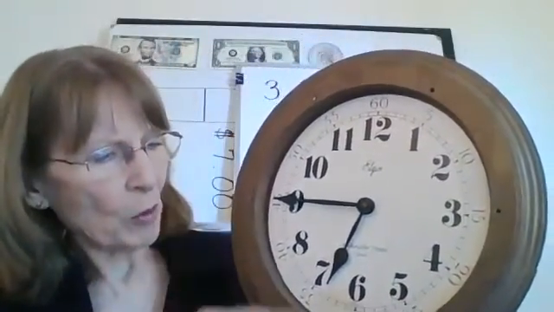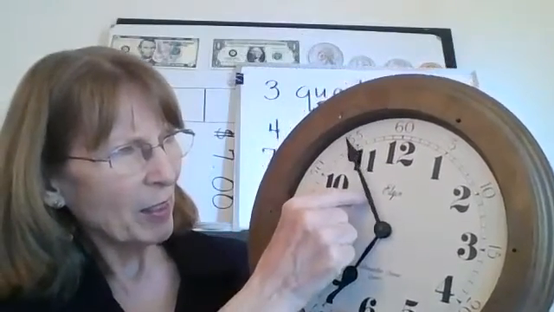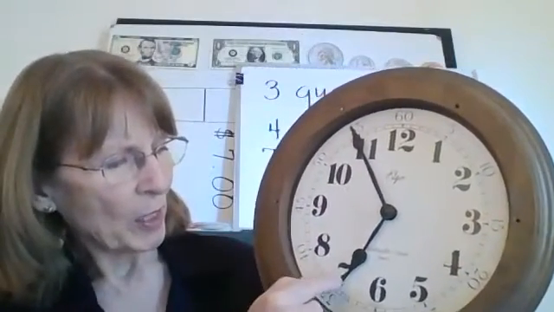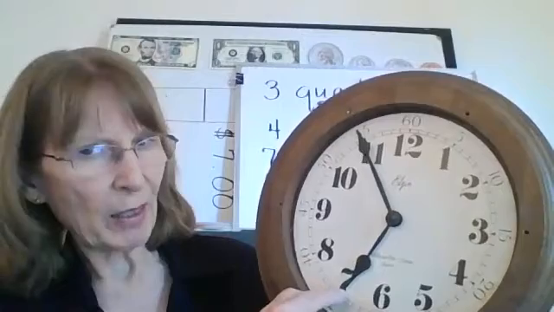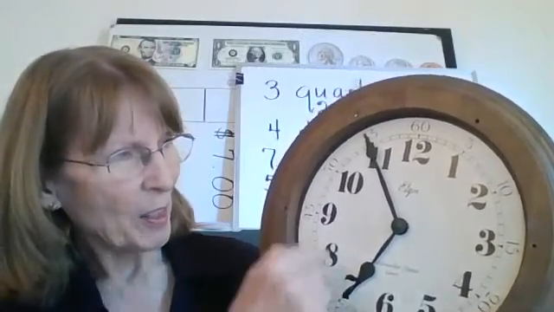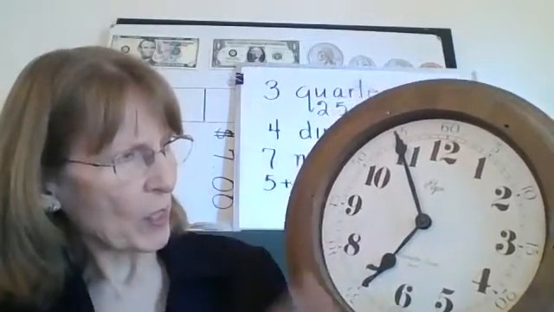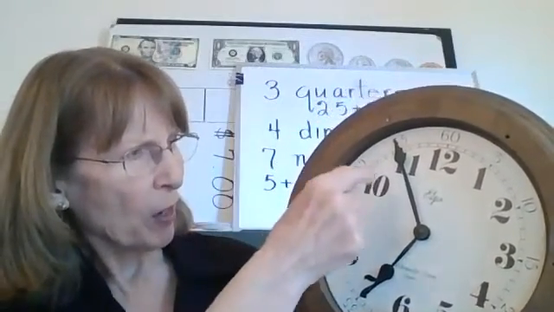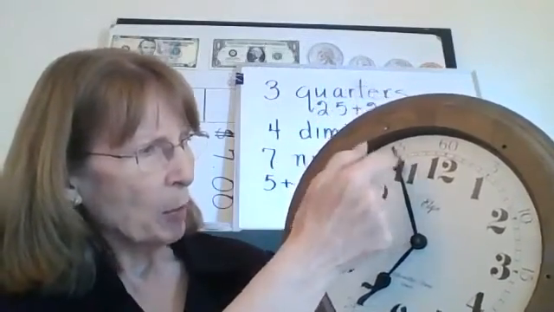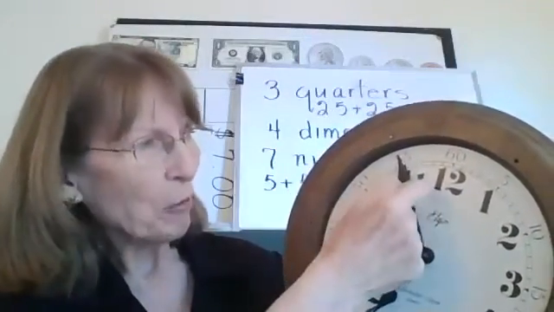So let's go 10 minutes. 5, 10. Now what time is it? Is it 7 o'clock yet? No, it's still 6. It's almost 7 o'clock. So this has to be 6:45, 50, 55.